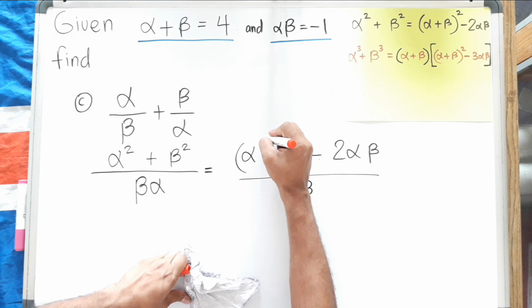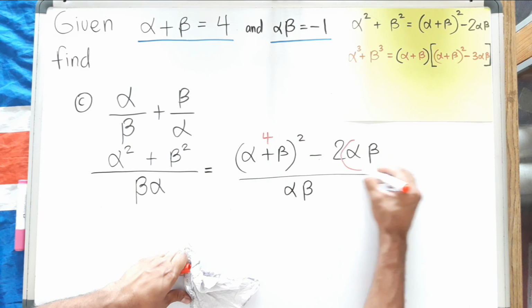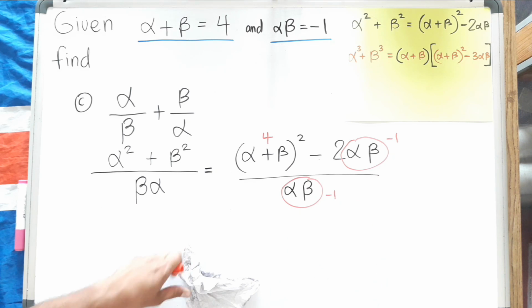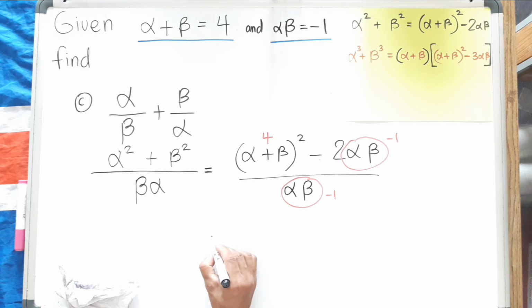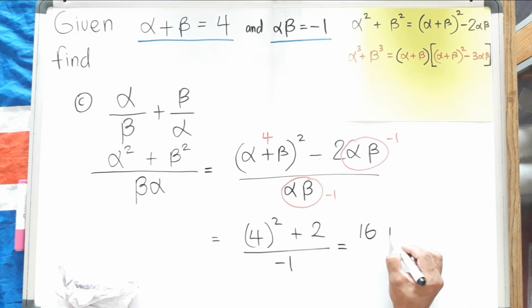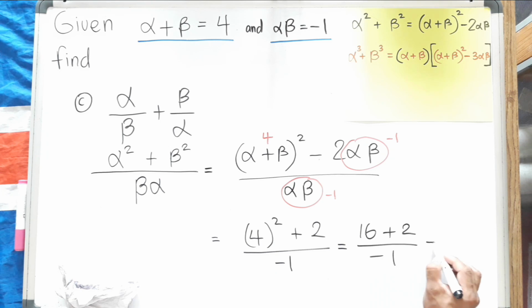So in the brackets, I'm going to replace this with 4. This I'm going to replace with minus 1. And alpha beta, again, replace it with minus 1. And I'm just going to simplify it, and that will be the end of our question. So let's see. You're going to have 4 squared. That's this guy here. Minus 1 multiplied by minus 2 is positive 2. And underneath we have minus 1. Almost finished. 4 squared is 16 plus 2 divided by minus 1. 16 plus 2 is 18. 18 divided by minus 1 is minus 18.